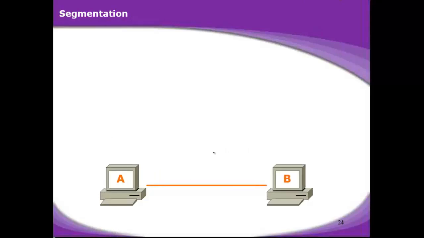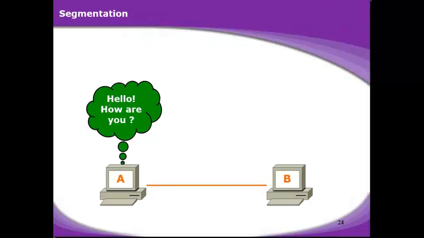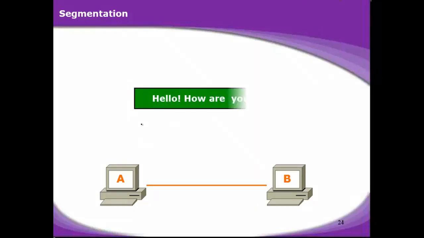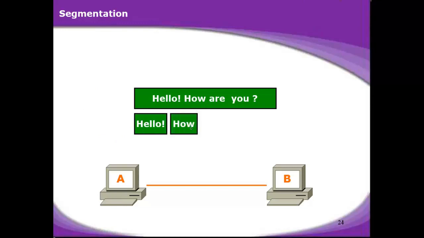So one of the functions of the transport layer was segmentation. Segmentation is you have got this data, a bunch of data, and this data needs to be segmented or partitioned into small pieces for proper delivery of the data. So like you have got this data from the application layer, so this needs to be segmented like this: hello, how are you, for proper transportation, so that it is transported to the destination.